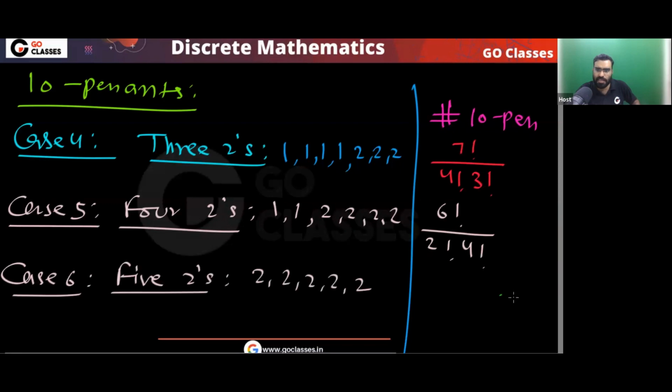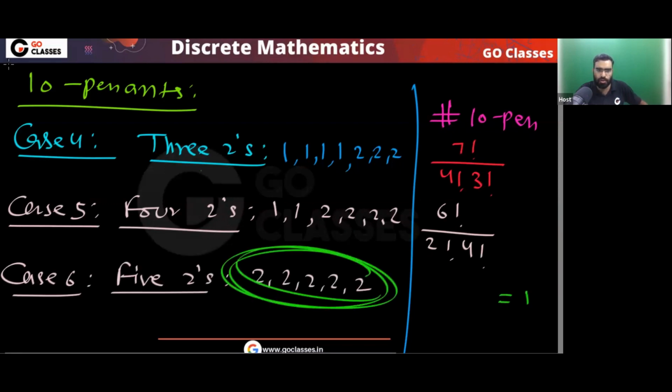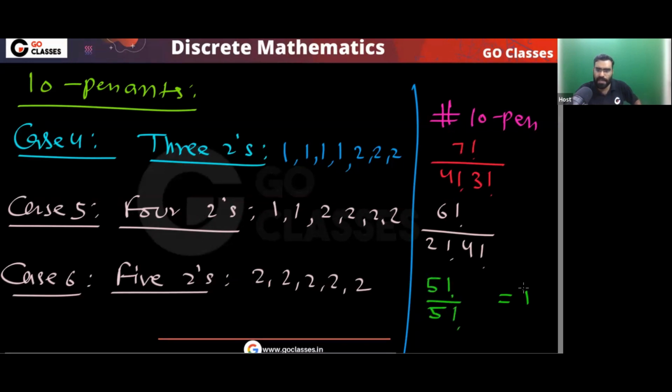See, either you can say only one way, because all twos you are using. Or what you can do, you can create any permutation. Any permutation means 5 factorial divided by, because all are same, 5 factorial divided by 5 factorial. Anyway, you will get 1. So you calculate this one.